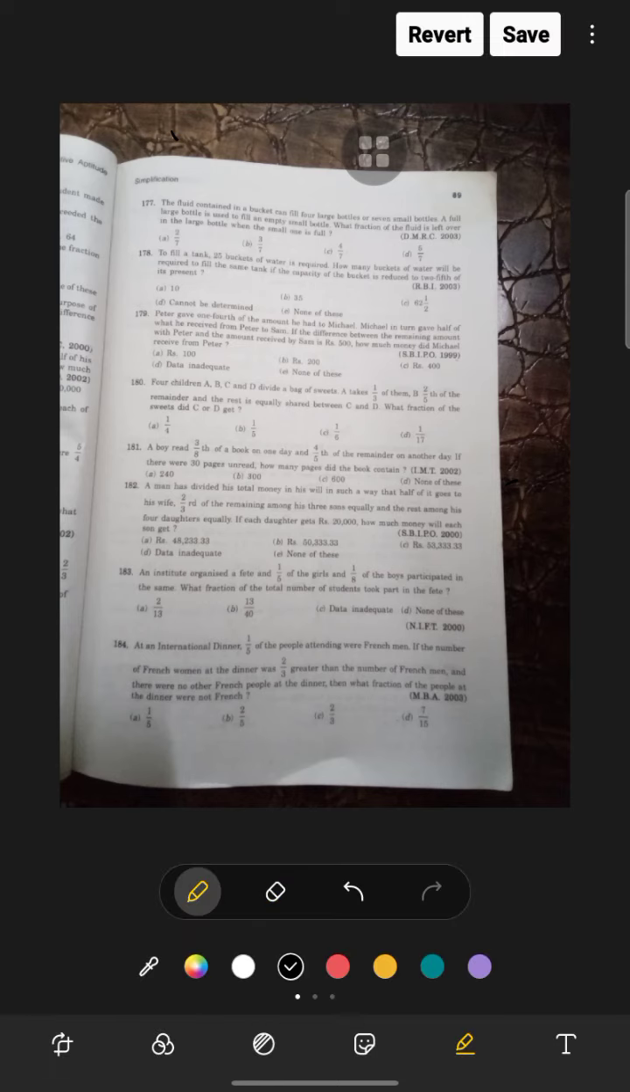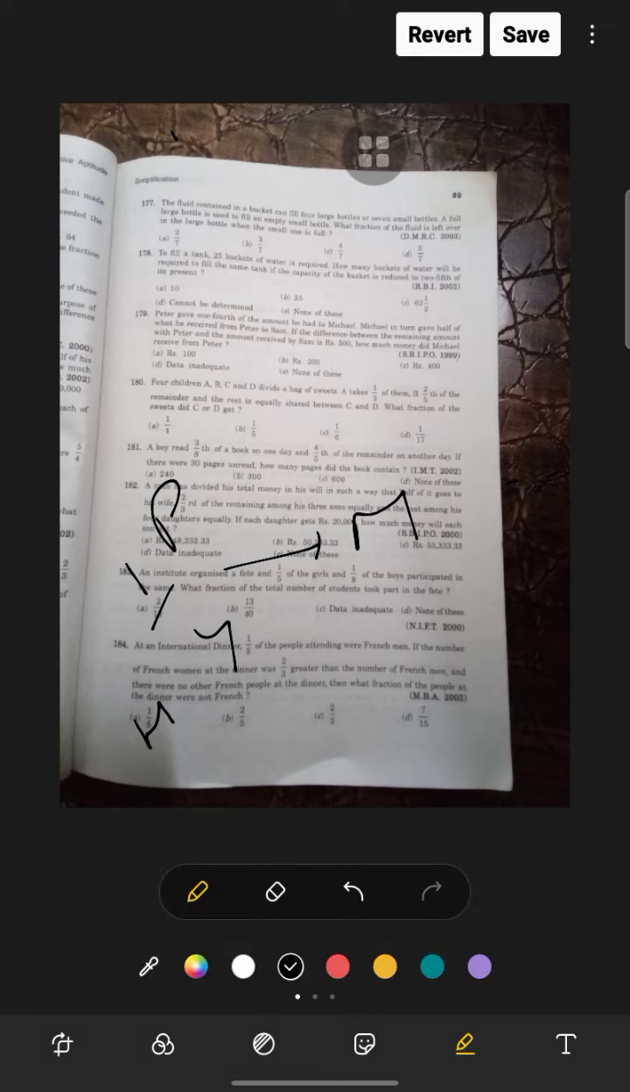Next question. Peter gave 1/4 of the amount he had to Michelle. Michelle in turn gave half of what she received from Peter to Sam. So Peter gave 1/4 to Michelle, and Michelle gave half of what she received from Peter.